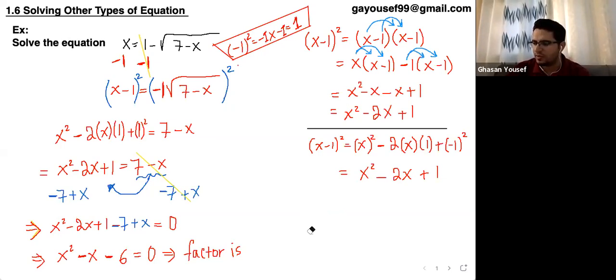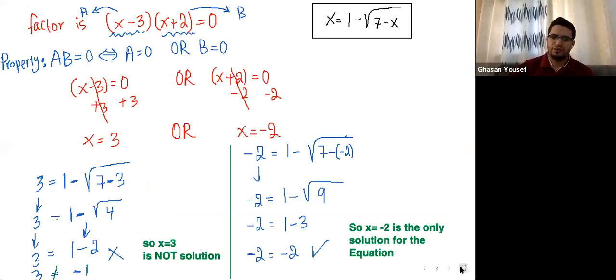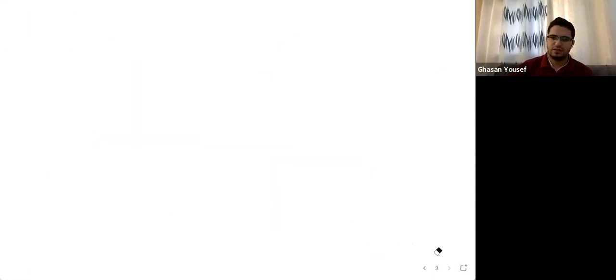Now we're going to go back to 1.1, the coordinate plane. So I started from B8, then I moved to 1.4 quadratic equation, then I moved to 1.6 other types of equation. So actually I finished all types of equation. Now I'm going back to 1.1, the coordinate plane. So we finished 1.6 here. Now let's go to 1.1, the coordinate plane.